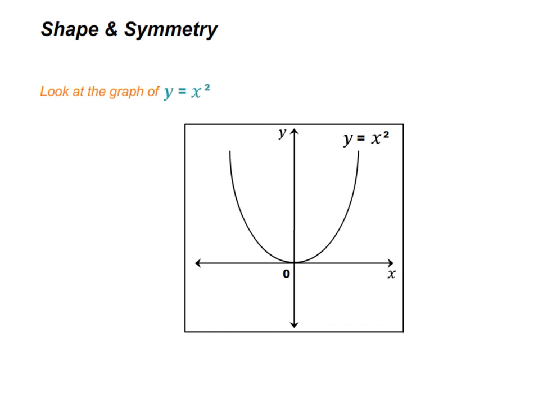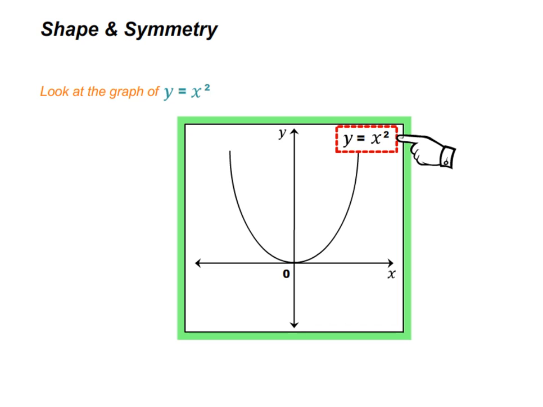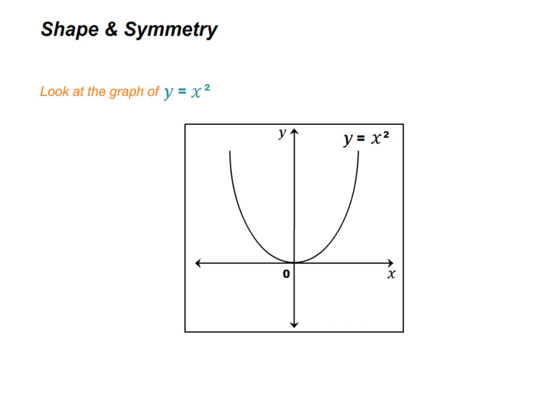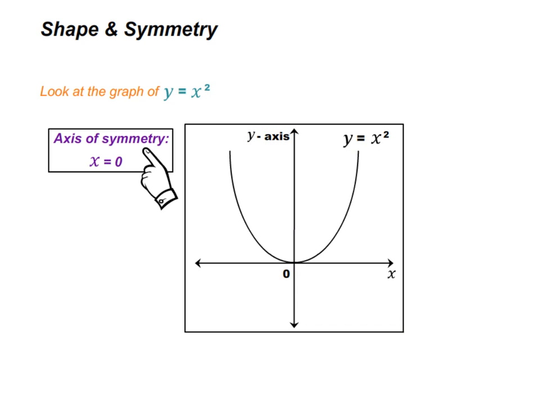Let's quickly have a look at the graph of y is equal to x squared. This line is called the axis of symmetry. This line is the y-axis. So we can say the axis of symmetry is given by x is equal to 0.